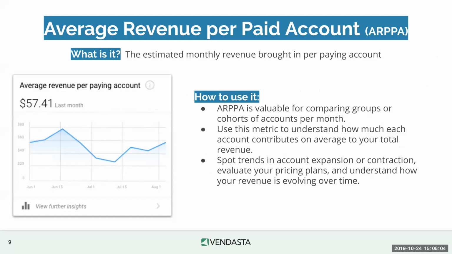Perfect. All right, the next chart we'll be talking about is the average revenue per paid account, or as we like to call it, ARPA. It's basically your estimated monthly revenue brought in per paying account. So how do you use it? ARPA is valuable for comparing groups or cohorts of accounts per month, and you use this metric to understand how much each account contributes on average to your total revenue. With this metric, you can spot trends in your account expansion or contraction. You can evaluate how your pricing plans are doing, what's effective, and over time, understand how your revenue is evolving.